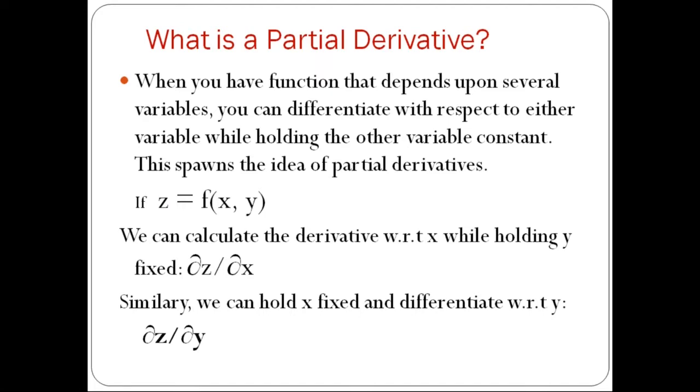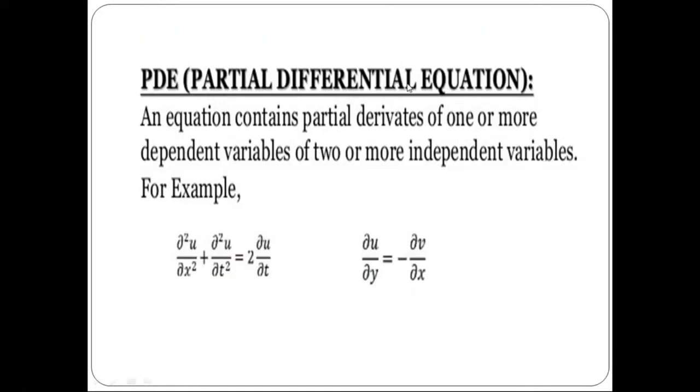Now, what do we mean by partial differential equations? Denoted by PDE, it stands for partial differential equations. It is an equation which contains partial derivatives of one or more dependent variables of two or more independent variables. What I want to say here is that it contains partial derivatives. Whenever we talk about curl, it means we are talking about a partial derivative. Here in this example, curl square u upon curl x square plus curl square u upon curl t square equals 2 times curl u by curl t.